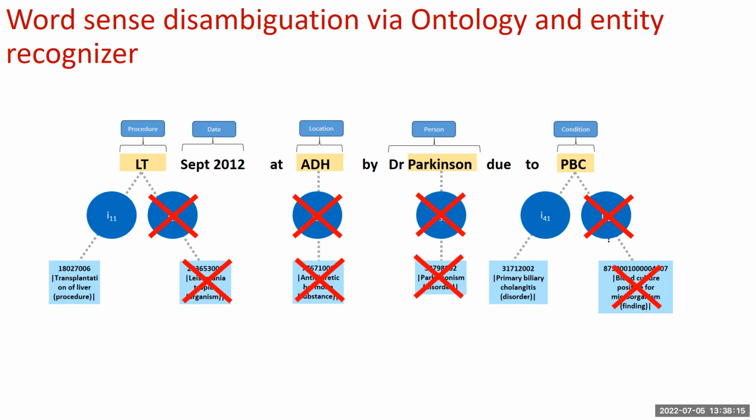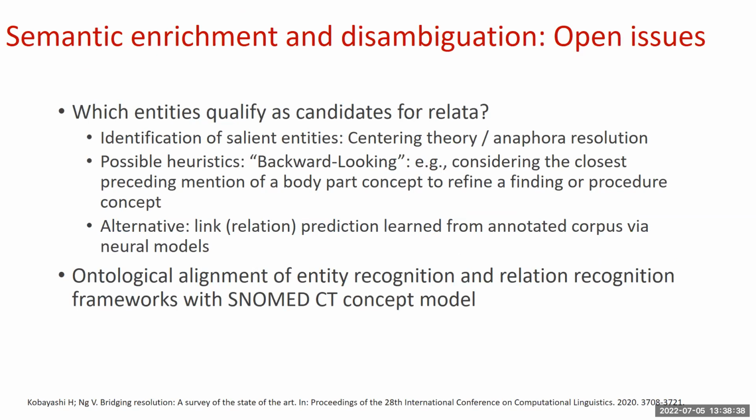tools and approaches, and there's a lot of software packages which are in the public domain, such as spaCy, and many very cool things. So which makes it a lot easier than it used to be, let's say, even 5 years ago. Yeah, but there are still open issues with semantic enrichment and disambiguation.